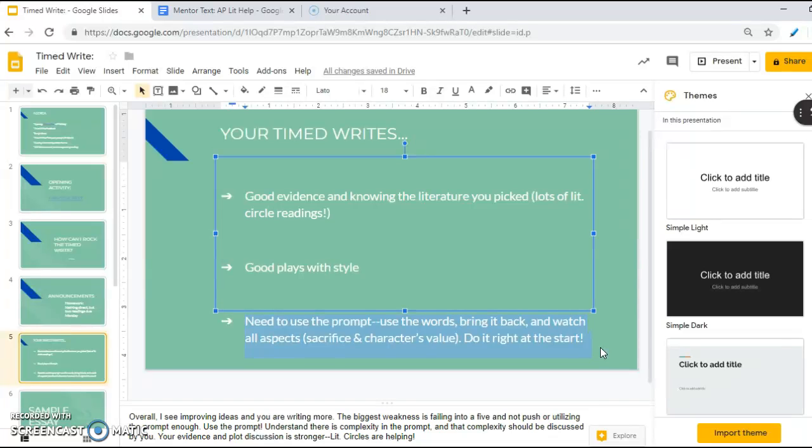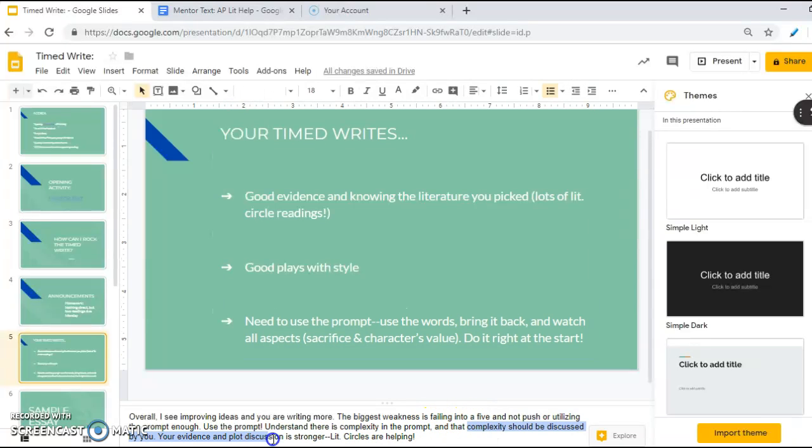What's happening is you just start discussing your favorite things from the literature. You start going into what's called summary or plot discussion, and you don't mention the prompt until later in the essay. And that can be incredibly problematic because you got to remember who your reader is. Your reader is an AP reader. We have to read the essays and give you credit and reward you for what you do well.